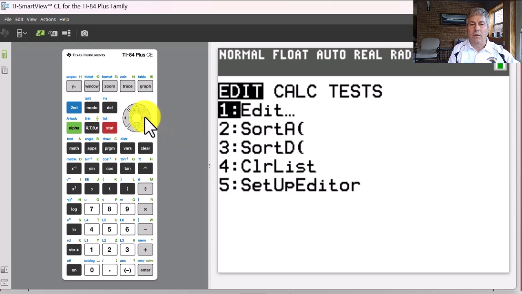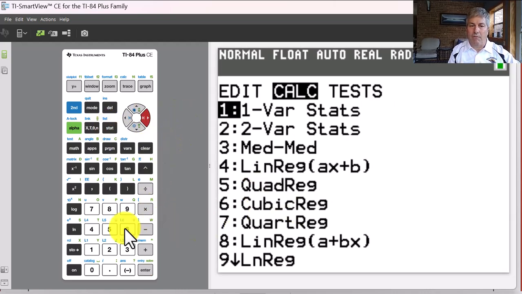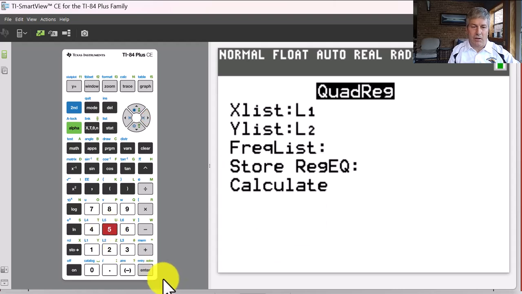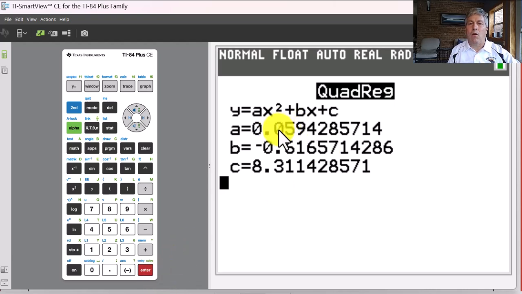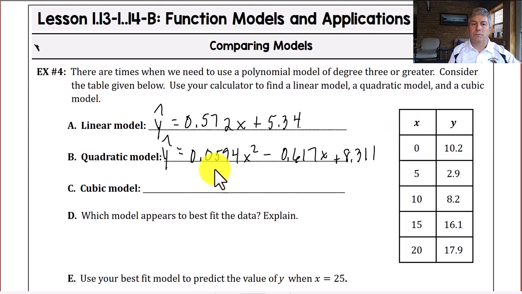So Stat, Calc, 5 is our quadratic regression. Use those same lists, and now our quadratic regression, our a value in ax squared plus bx plus c is 0.0594, and we have 0.617 and 8.311 for our b and c values, and now I'll go ahead and write those down in our notes. So we got 2 down, write that in our notes, and 1 more to go, our cubic model.